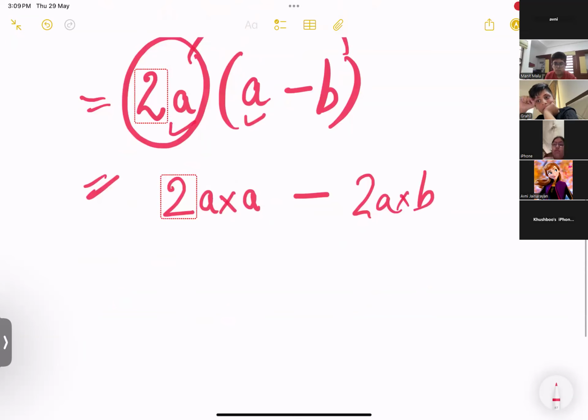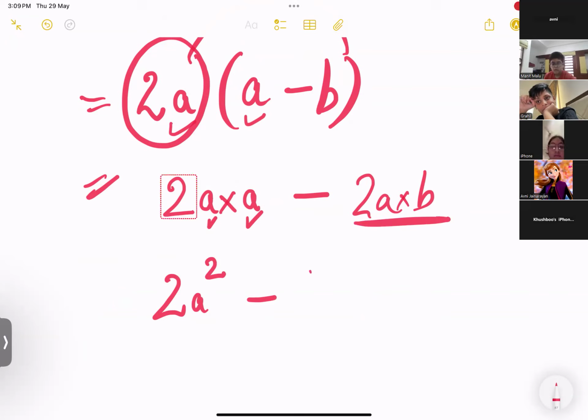So what is a times a? I had discussed this. A square. So it becomes 2a square minus 2ab, since nothing can be done over here. This is the final answer. You made an error. How is it becoming 3a?